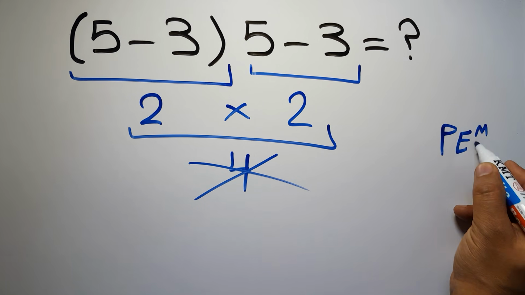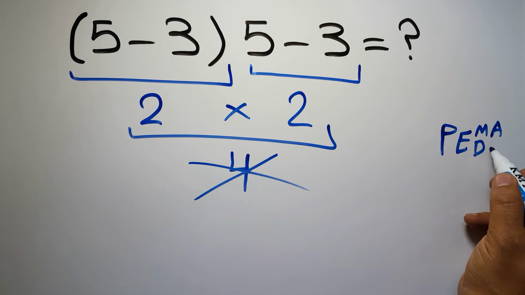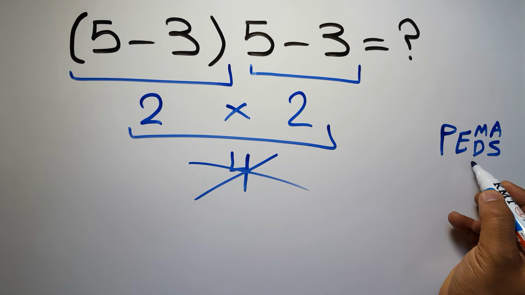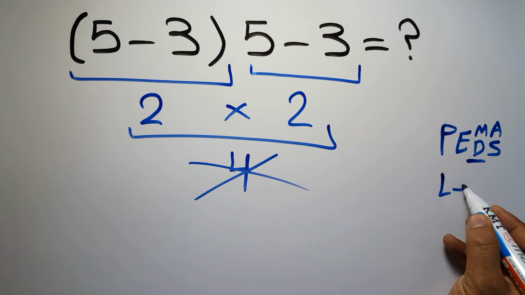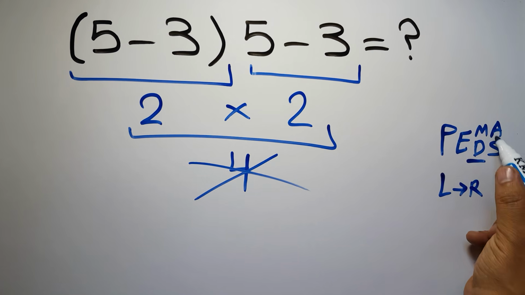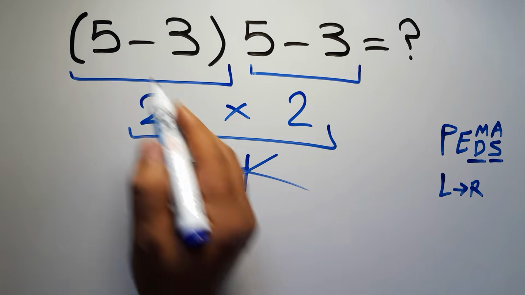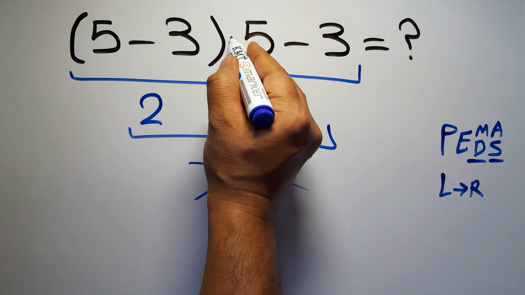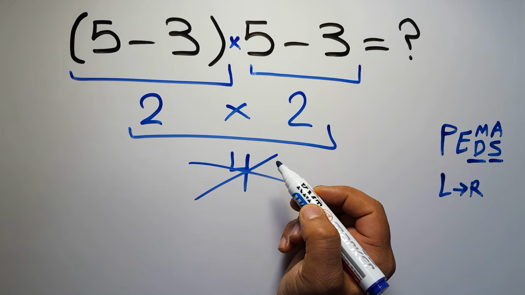exponents, then multiplication or division, and finally addition or subtraction. Remember that multiplication and division have equal priority and we have to work from left to right. And the same applies to addition and subtraction. In this expression, we have one parentheses, one multiplication, and one subtraction.